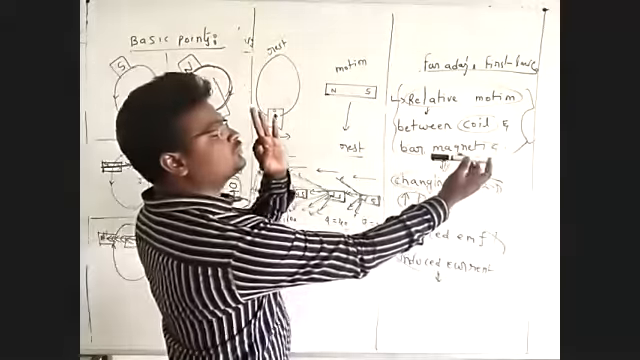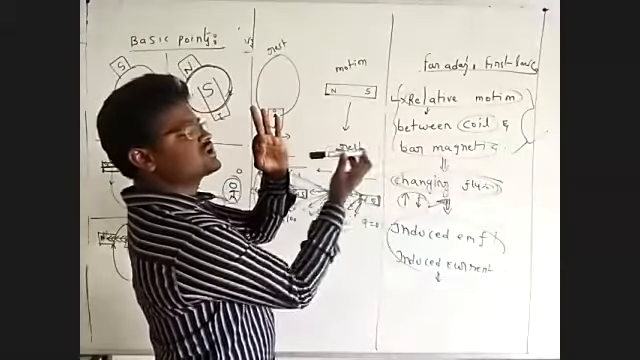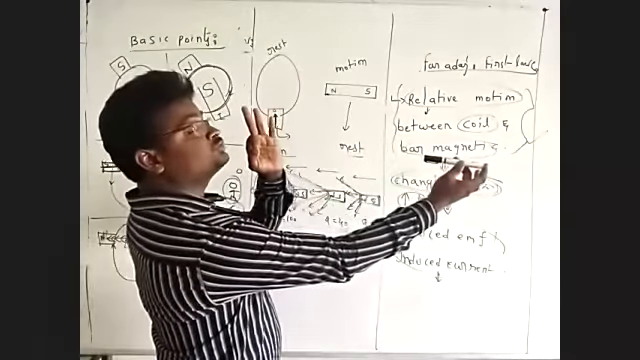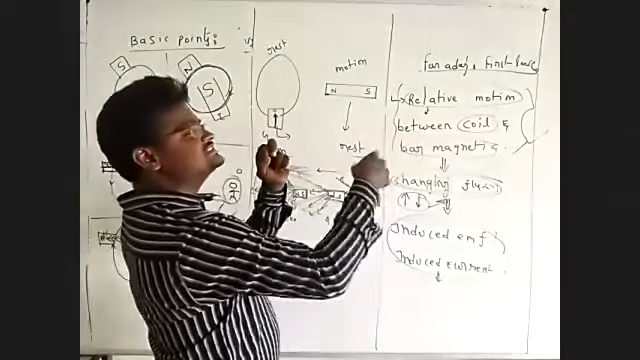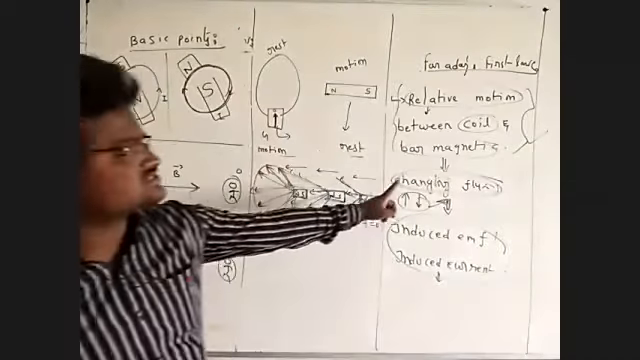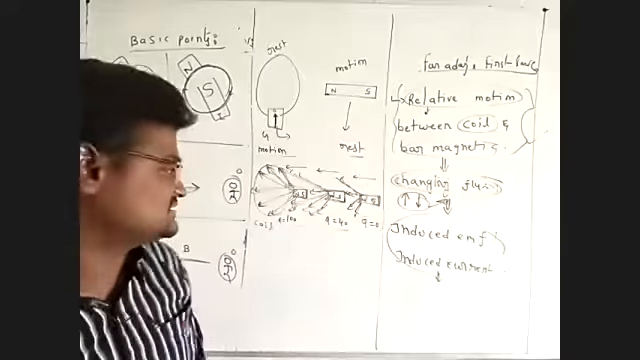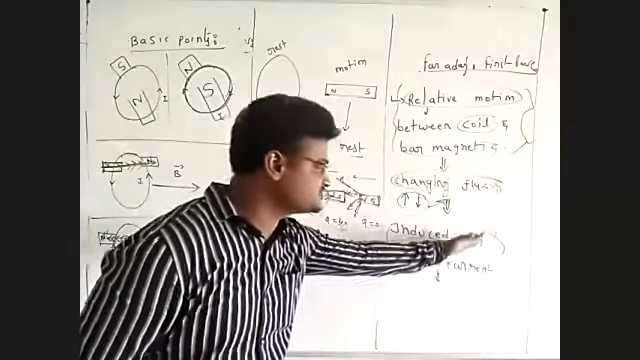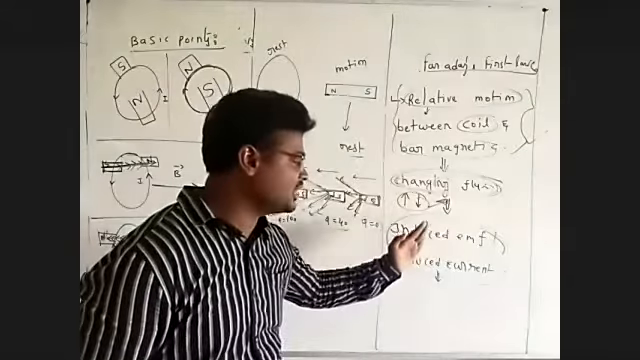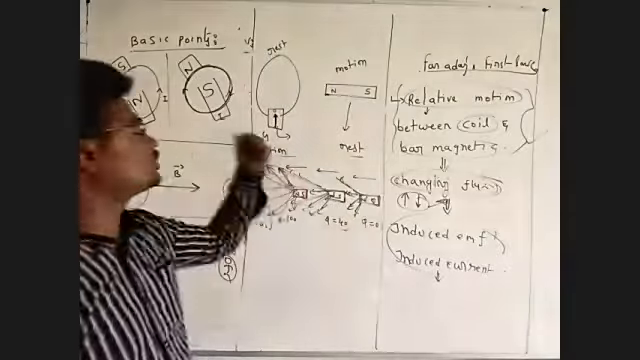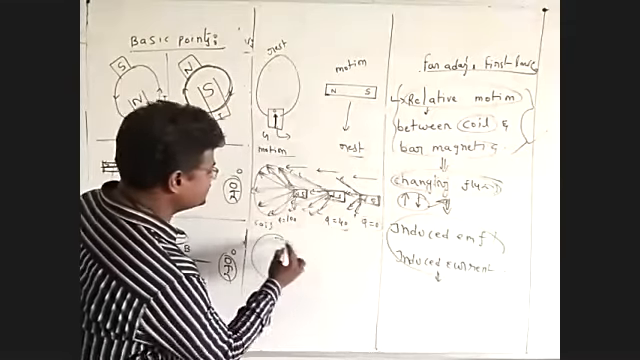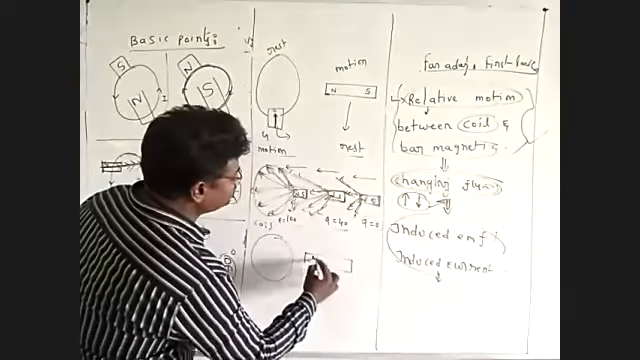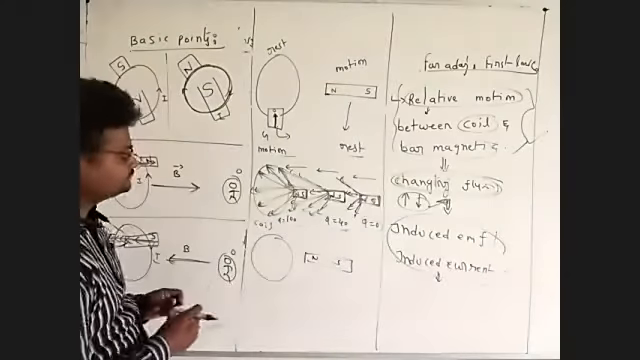North pole of the bar magnet is moving towards the coil, which means so many flux lines are linked with the coil. That means changing flux. Then induced EMF and induced current are set up in the coil. Then north pole of the bar magnet is moving towards the observer.